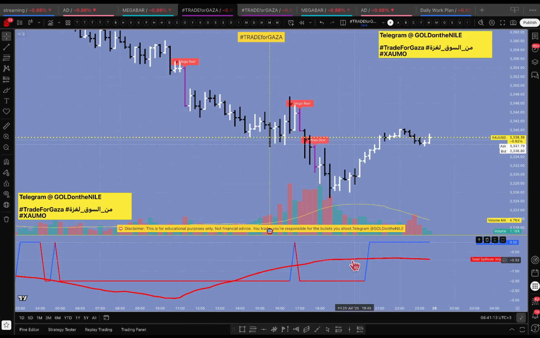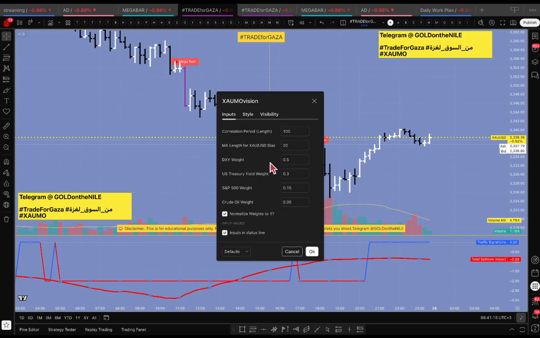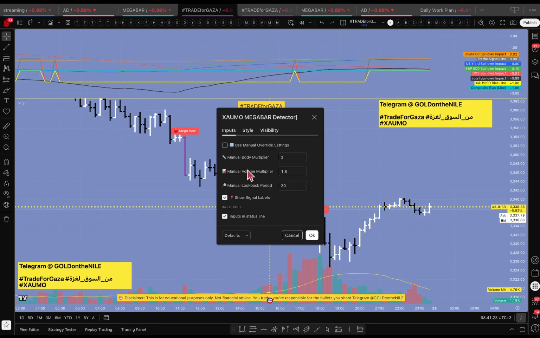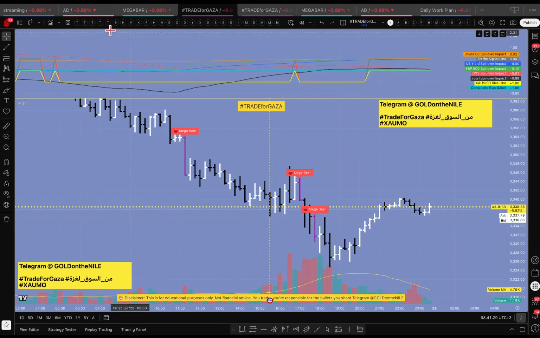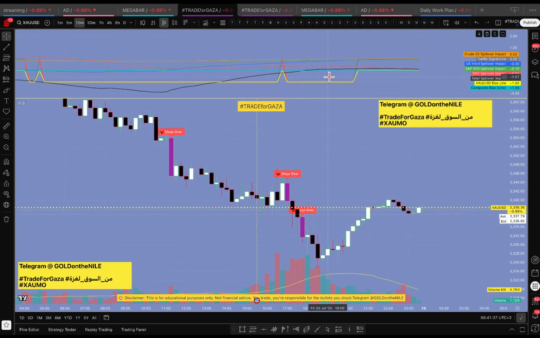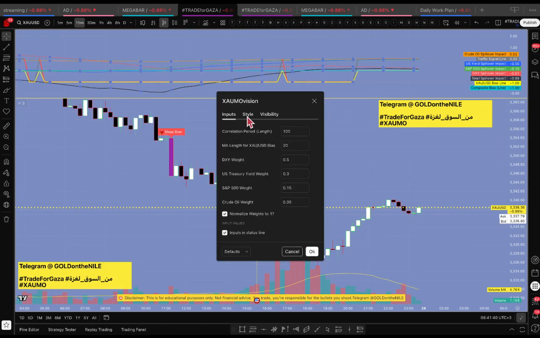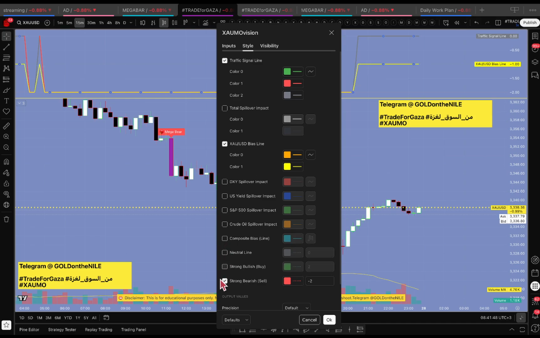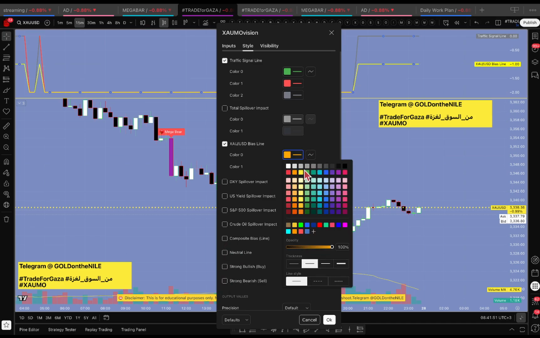Let's go here. Click on the XAUMO Vision. Let's reset the settings and move it up. Let's make sure here. Reset the settings. Okay, and let's change the candles so you can use your own regular candles. First, you click on the XAUMO Vision. You just keep the traffic light. Take the rest out. Let's make this green.